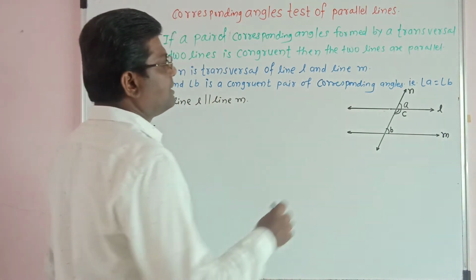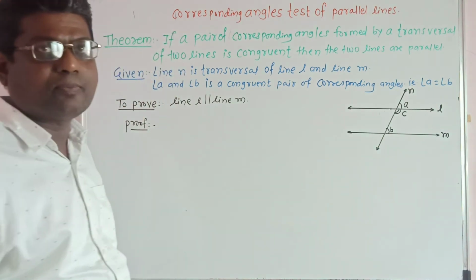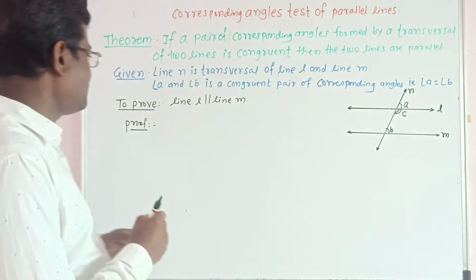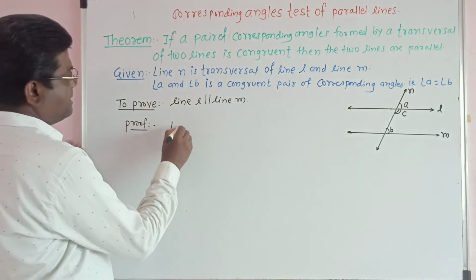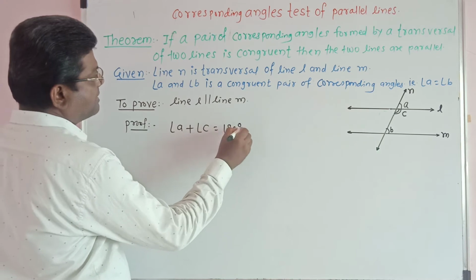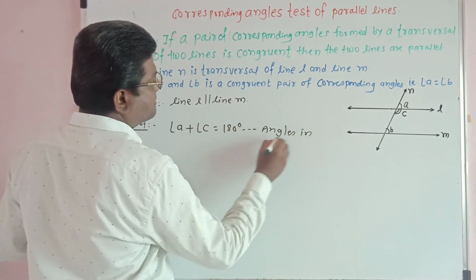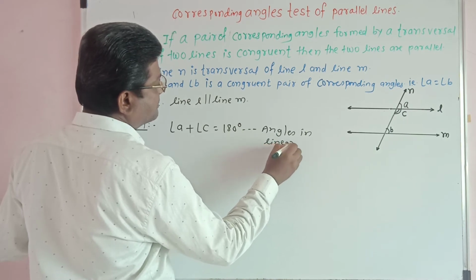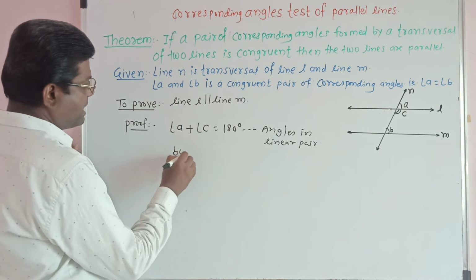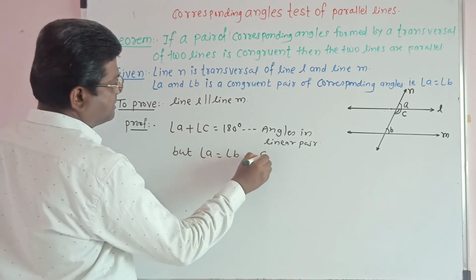Now let's see. Angle A and angle C are angles in a linear pair, therefore their sum will be 180 degrees. So we write angle A plus angle C is equal to 180 degrees, and the reason is angles in linear pair, but we have given angle A is equal to angle B. It is given.